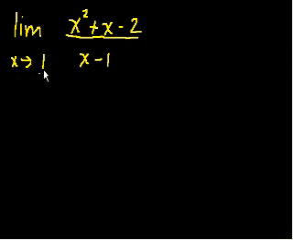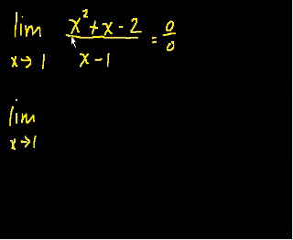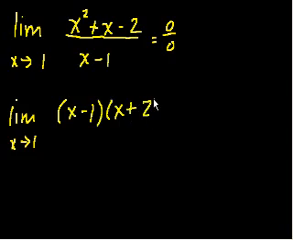Well, once again, let's evaluate what happens when x equals 1. You get 1 squared plus 1, so it's 2, minus 2. You get 0 over 0. So once again, we get 0 over 0, and we have to do something to maybe simplify it. Well, let's factor the top. So that's the same thing as the limit as x approaches 1 of x minus 1 times x plus 2, over x minus 1.